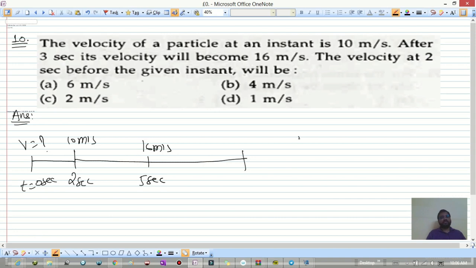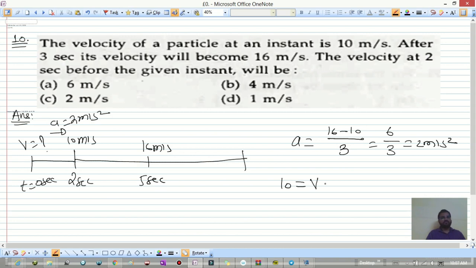So find out the acceleration. Acceleration is final velocity 16 minus initial velocity 10 divided by 5 minus 2, that is 3, which is equal to 6 divided by 3, that is 2 meter per second squared. So use this acceleration over here because it is uniform throughout. Acceleration is 2 meter per second squared. So we have final velocity 10 is equal to initial velocity v plus at, 2 into t is 2. So 10 minus 4 is equal to 6 meter per second.